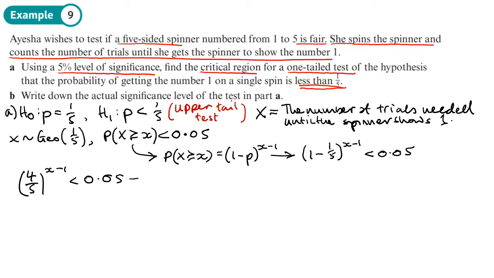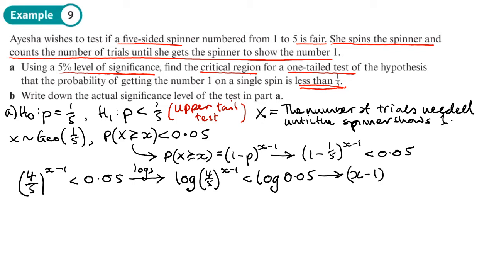So to solve this, we need to do logs to both sides. Now, when we do logs to both sides, you can literally just write log in front of both sides. So I'll keep that as 4 fifths, like this, is less than log of 0.05. Now I'm doing log to the base 10, doesn't matter really what base. So the x minus 1 goes to the front as a power, like this.